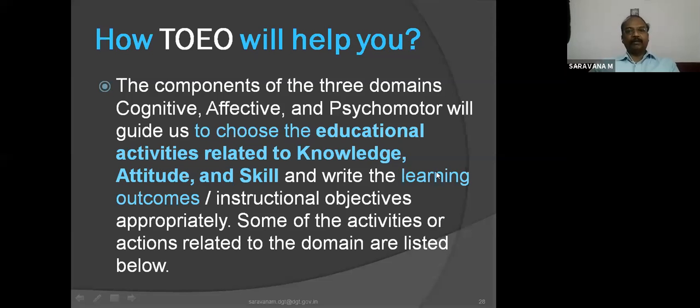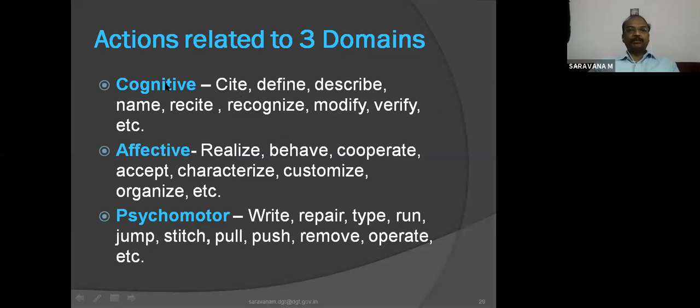So cognitive, affective domain. In cognitive, you see so many terms are there: cite, define, describe, name. This is very necessary for writing objectives in our lesson, related to cognitive knowledge. And for performance, related to skill, practical terms, verbs, action verbs: write, repair, type, run, jump, stitch, pull, push, remove, cut, copy, paste and all. This is psychomotor related. Our cognitive knowledge verbs are define, explain, modify, verify, distinguish, differentiate and all. Affective domain may be realize, behave, cooperate, accept, categorize, customize, organize, etc.